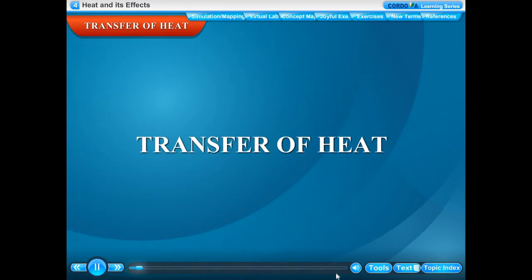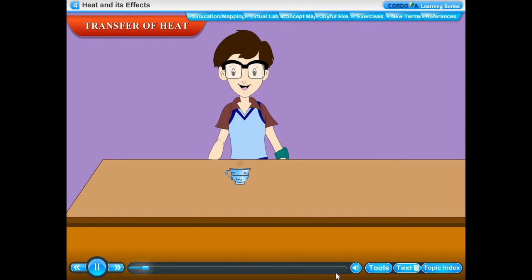Transfer of heat. The flow of heat from a body at higher temperature to another body or to another part of the same body at lower temperature is called transfer of heat.